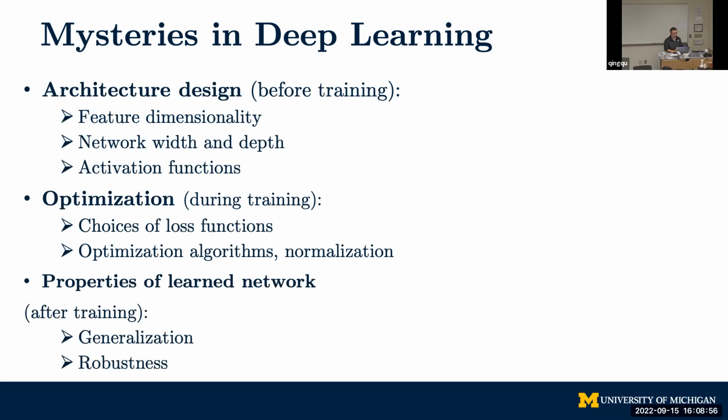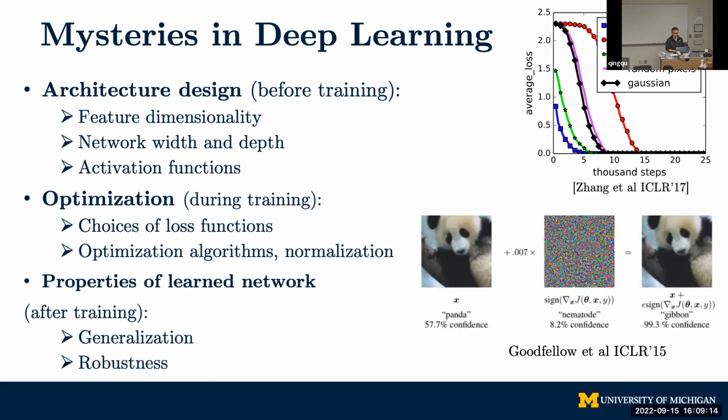There are many other important properties that are completely open. One is generalization: why over-parameterized networks generalize, and why deep networks are vulnerable to adversarial attacks. These are important questions that still haven't been well understood in the literature.